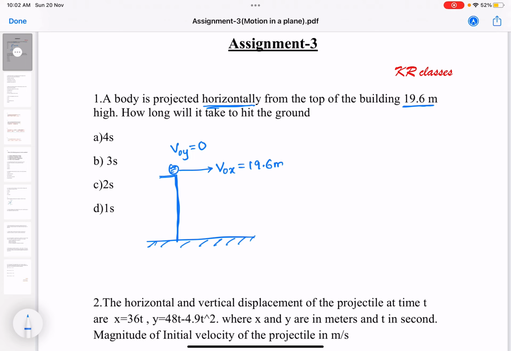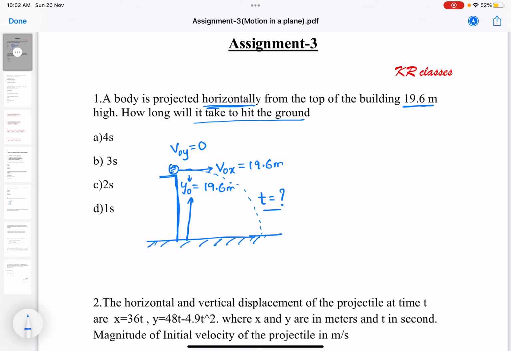And he has given that the initial height from where the ball is being thrown, y0, is 19.6 meters. How long will it take to hit the ground? Whenever it is thrown like this, it will be moving like this. We need to find out the time taken for the ball to reach the ground.